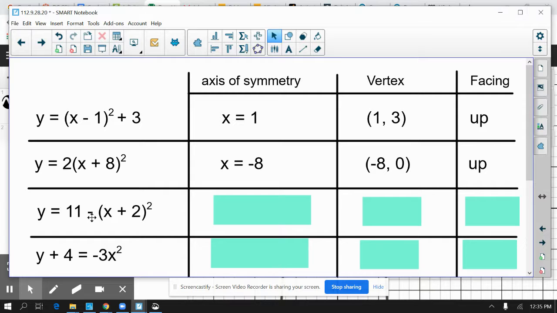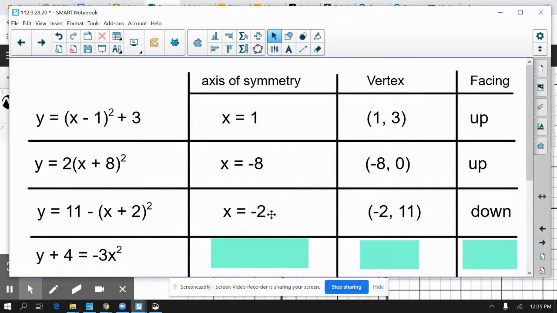This is 11 minus x plus 2 squared. So the a value is negative, so this one's facing down. But what is the vertex? Notice 11 minus this, I could rewrite this with the 11 on the right side. I could write it as negative x plus 2 squared plus 11. That would be the same thing as what you see here. So the vertex is negative 2, positive 11, which makes the axis of symmetry x equals negative 2.